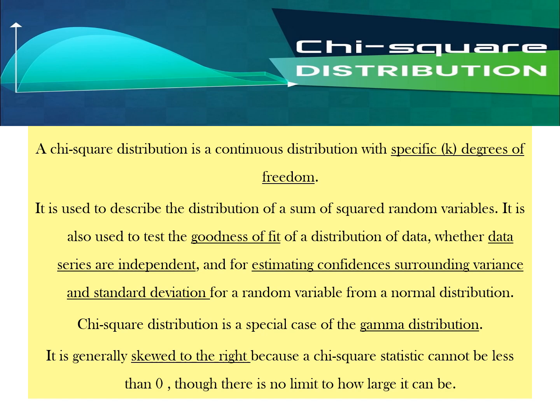It is generally skewed to the right because chi-square statistics cannot be less than 0. Why can it not be less than 0? Because we are saying chi-square, we are squaring it out. So it is not going to be less than 0. But for the upper limit, there is no limit to how large it can be.